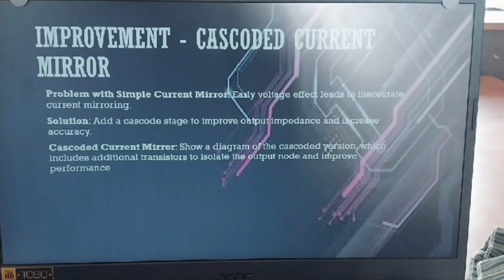Next we're going to see the improvement, the cascode current mirror. The problem with a simple current mirror is that it has the Early voltage effect, and this leads to inaccurate current mirroring. So this is the problem with a simple current mirror. The solution is that we can add a cascode stage in order to increase the output impedance, and we can also increase the accuracy by doing this.